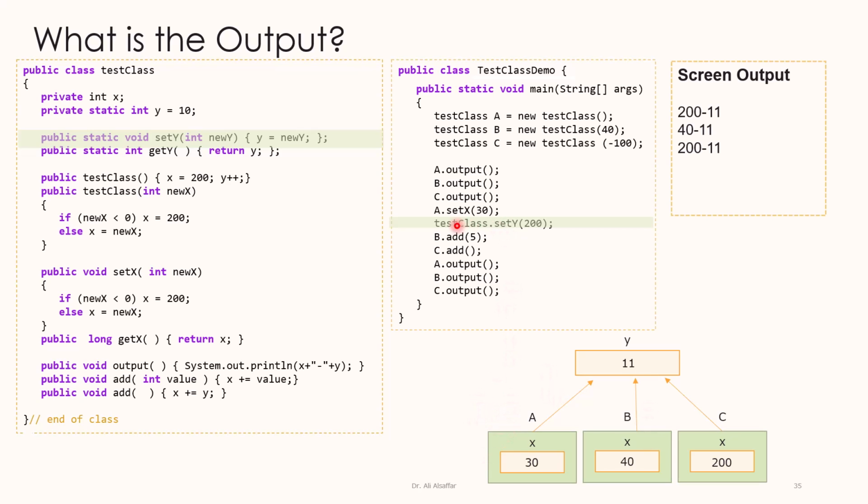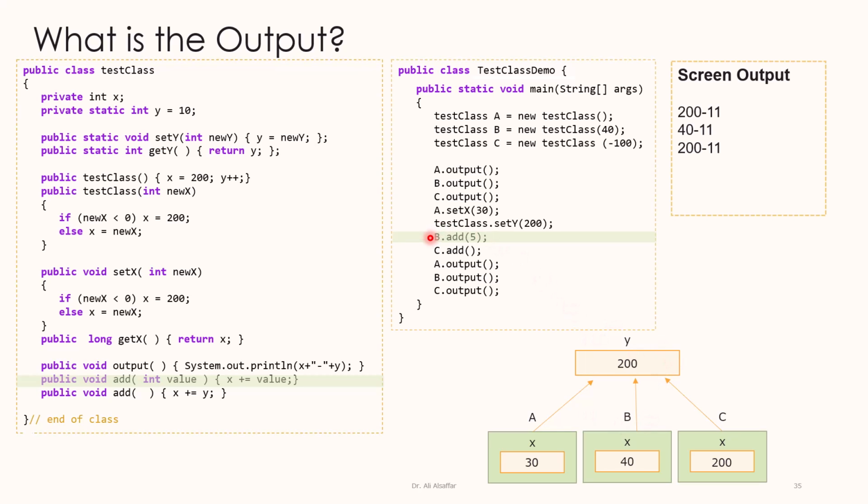In the next step, we are calling the static method setY, and we are providing the input parameter 200. Notice that we are calling the method by the class name. So where is setY? It is here. See that setY is a static method. So it will take 200 and will replace it to y. So that means the value of the static variable 11 will change to 200. And this is what you're supposed to do on the drawing. You remove 11 and you replace the value of y by 200.